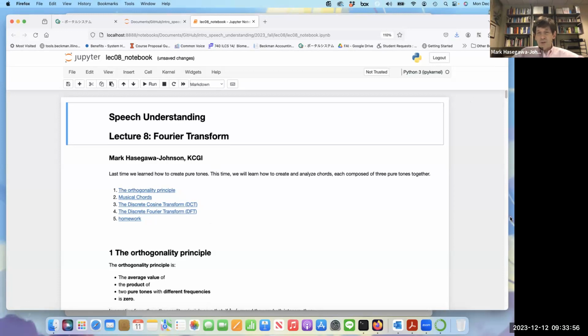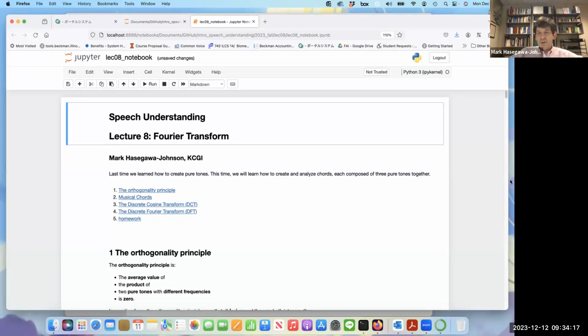The orthogonality principle says that if speech is made up of the sum of pure tones, then we can find those pure tones by multiplying the speech times a pure tone and then averaging. And that averaging process tells us the amplitude and the phase of each of the pure tones. And then I'll give you an example using musical chords.